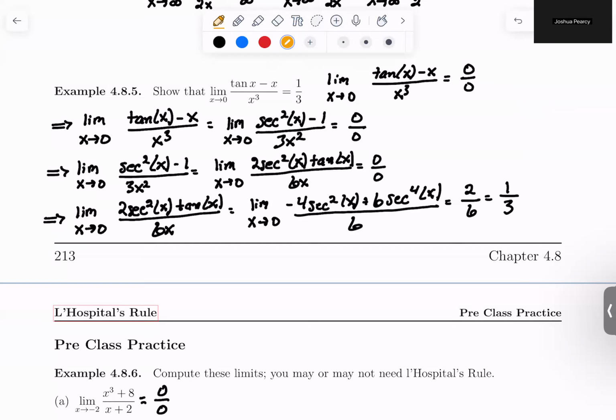So therefore, we have shown that the limit as x goes to 0 of tan x minus x over x cubed is equal to 1/3, as it has asked us to do.